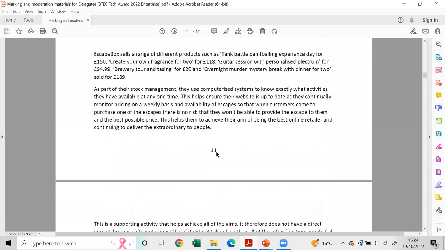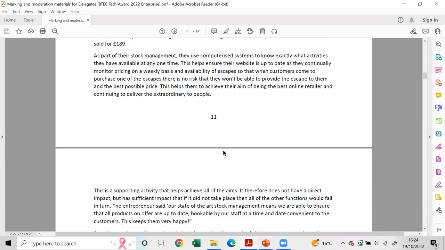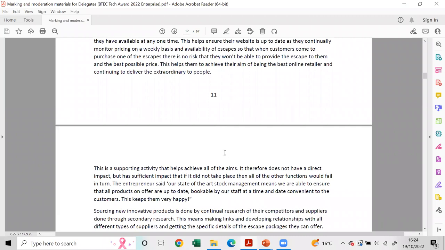They have a range of different products. They've, you know, said what they are. Then they've looked at this activity of stock management, how it helps to ensure their website's up to date, helps them achieve their aim of being the best online retailer. So there's that little bit of link there.